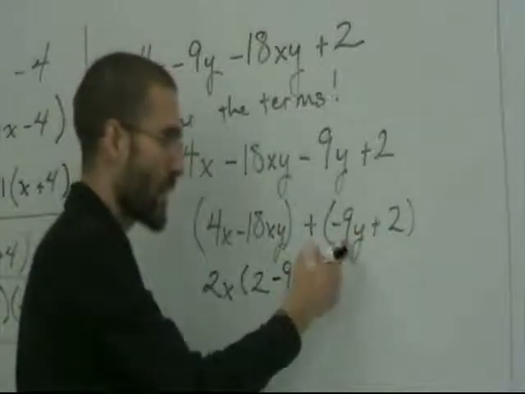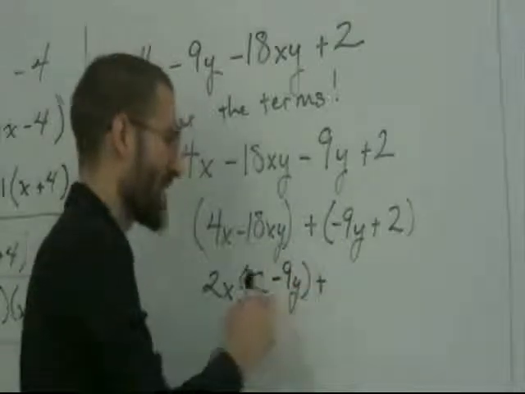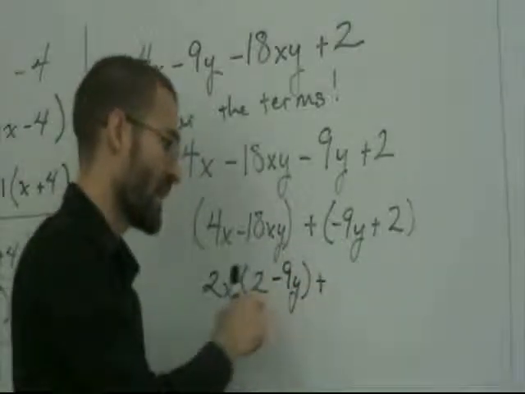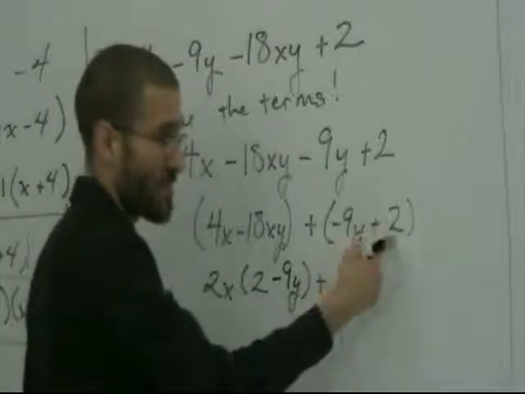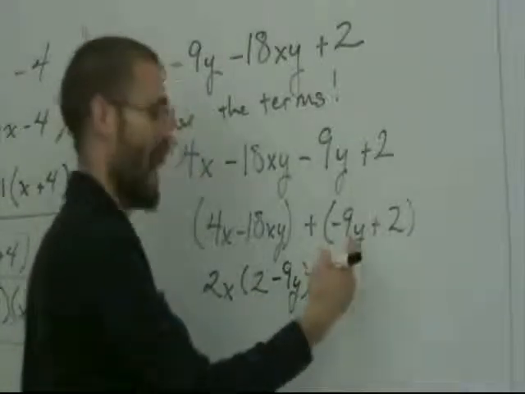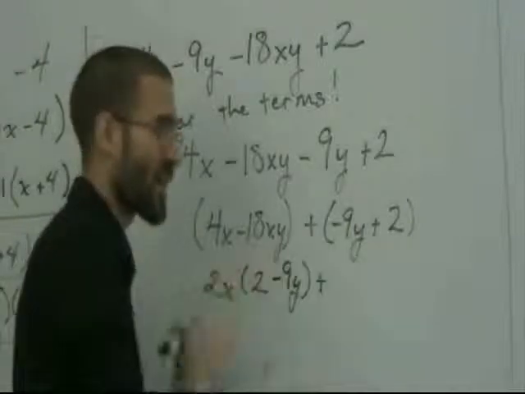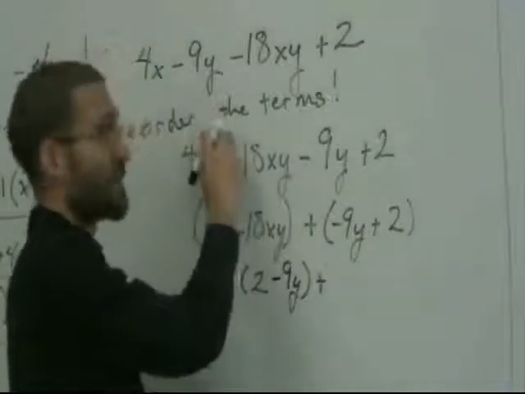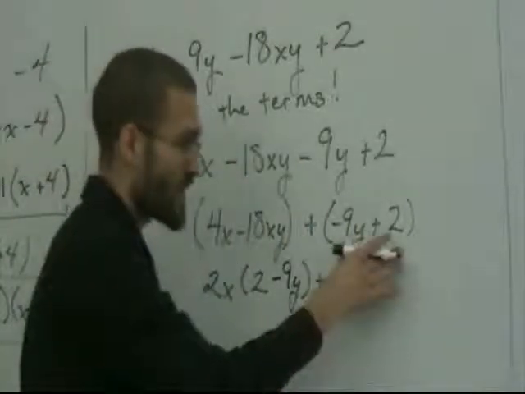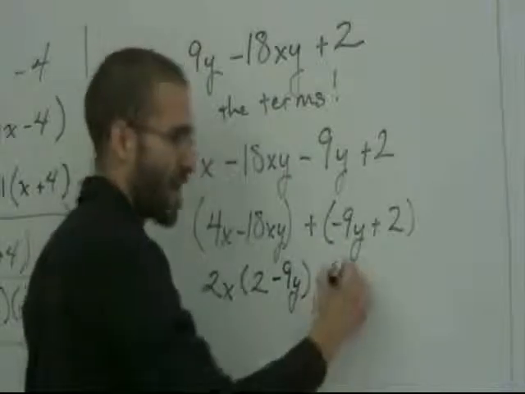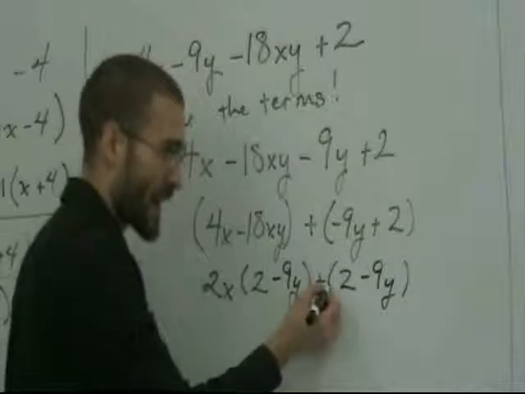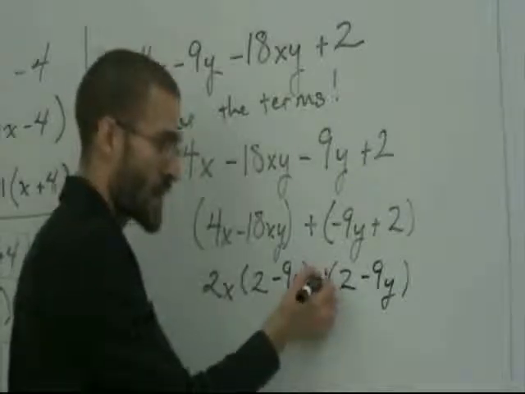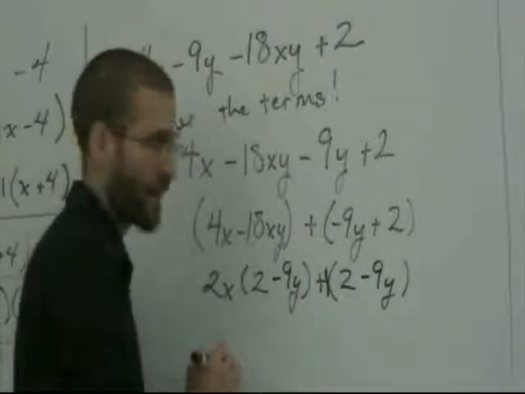And if you actually look carefully, you can already see that this binomial has a positive 2 and a negative 9y, just like this binomial has a positive 2 and a negative 9y. It's just in the other order. So I can, like I did before, reorder these terms and have 2 minus 9y. The only thing that I implicitly factored out was 1 that was in common.